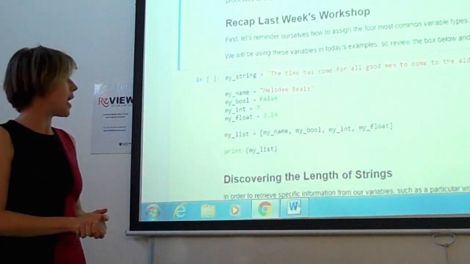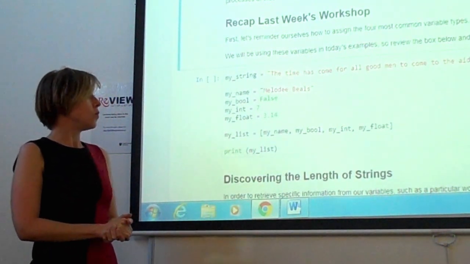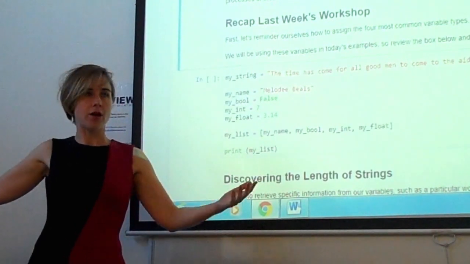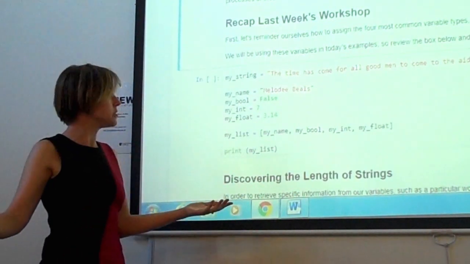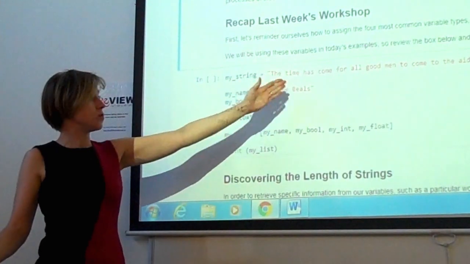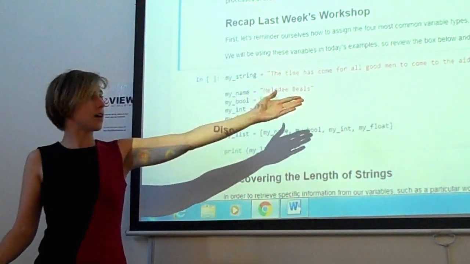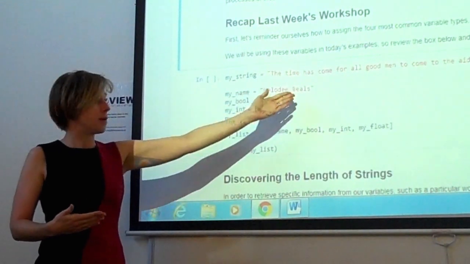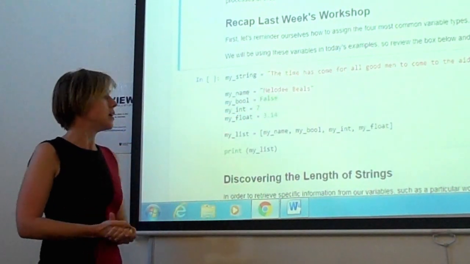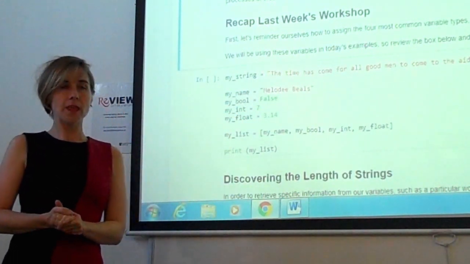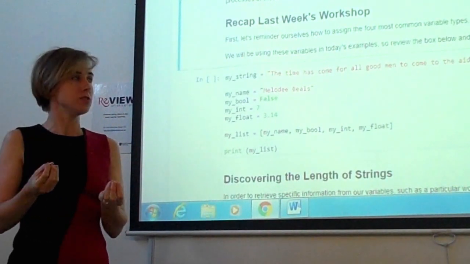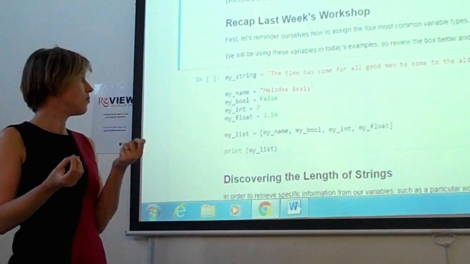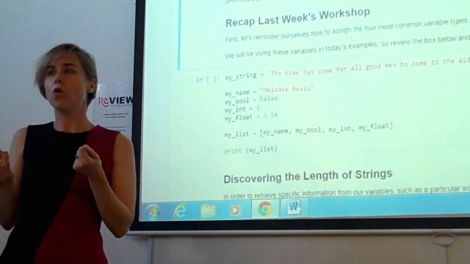But just to recap, we have strings, which can be anything from a single character to a sentence, to a paragraph, to a page of text and numbers. So my string is equal to quotation marks, a string, quotation marks. My name is also a string, but a much shorter one in quotation marks. A bool can be either true or false, or zero or one.